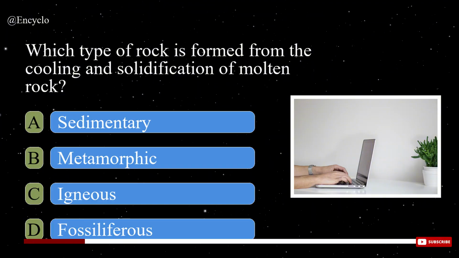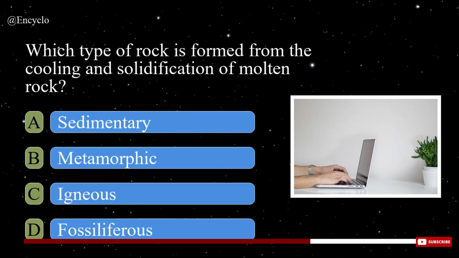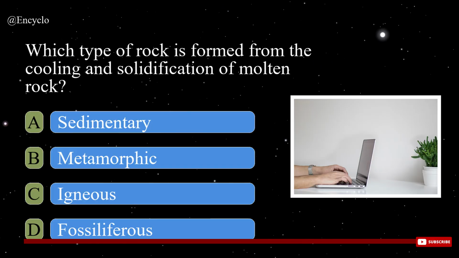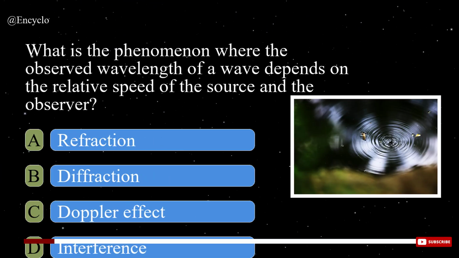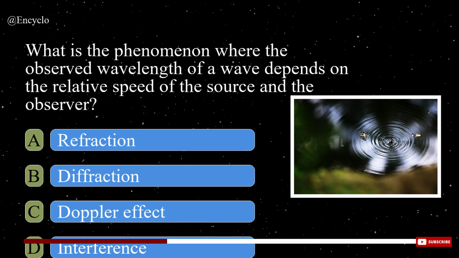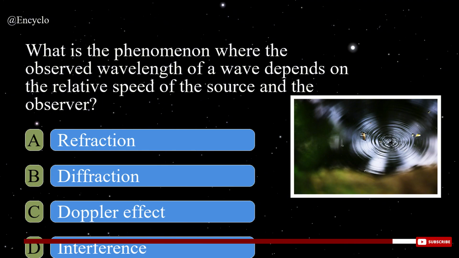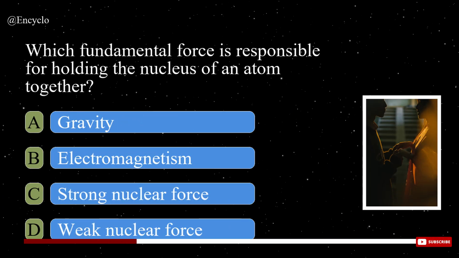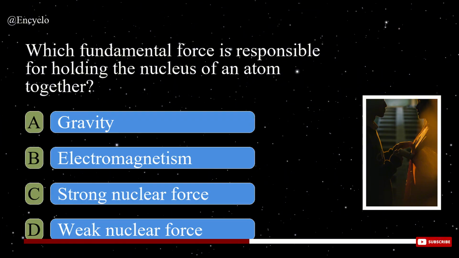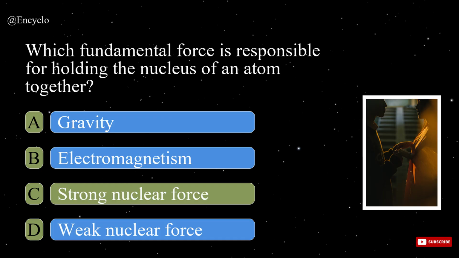Which type of rock is formed from the cooling and solidification of molten rock? The answer is igneous. What is the phenomenon where the observed wavelength of a wave depends on the relative speed of the source and the observer? The answer is Doppler effect. Which fundamental force is responsible for holding the nucleus of an atom together? The answer is strong nuclear force.